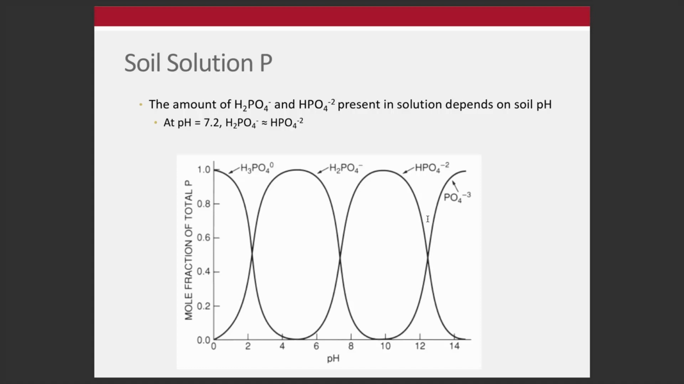So we talked about orthophosphate in solution P. The amount of H2PO4 and HPO4 represented in the soil solution depends on the pH. And when soils are approximately neutral, around 7.2, the H2PO4 and HPO4 are going to be represented in relatively equal proportions. As that pH drops, we can see this general trend of hydrogen ions increasing, and as that pH increases, the hydrogen ions decrease. And so that's a general trend, okay?